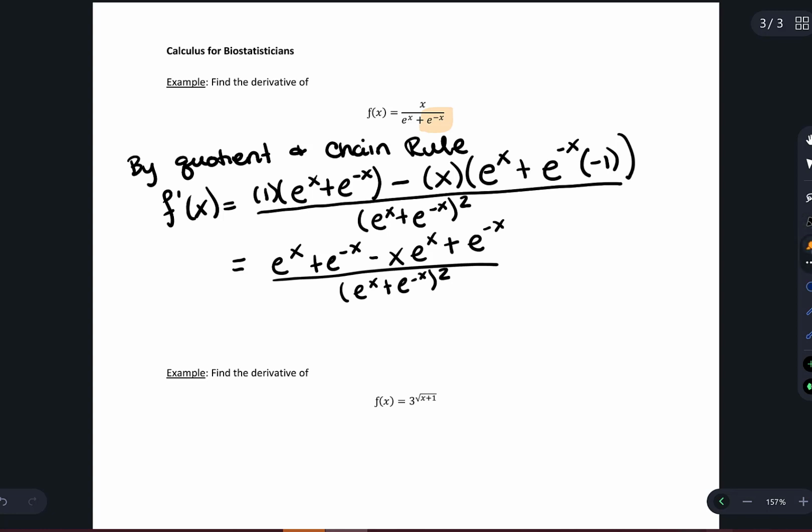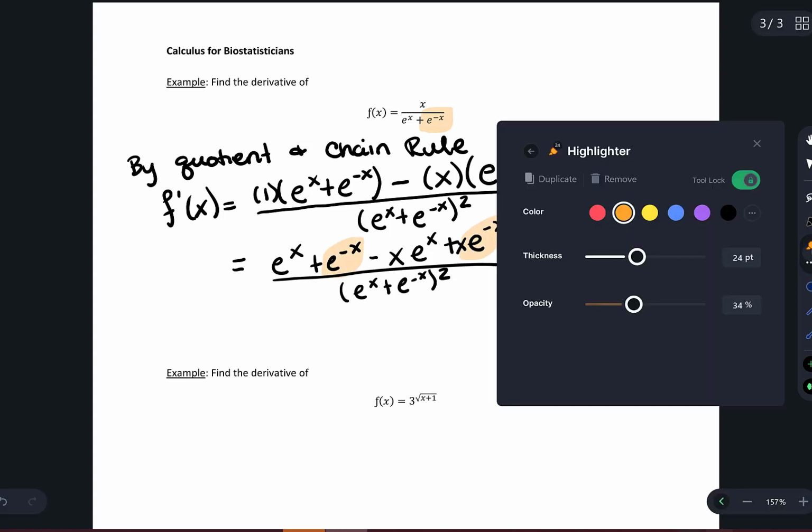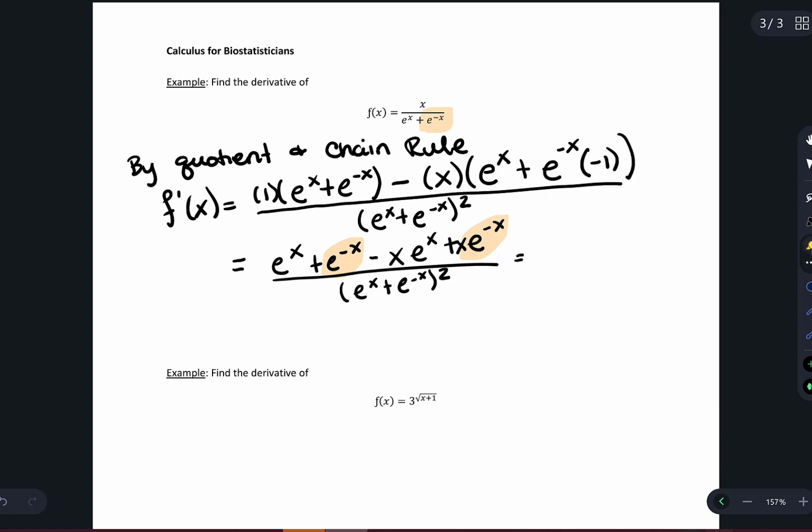Now I am going to group these terms in the numerator. Oops, I just realized I forgot an x right here, because when I multiply negative x times e to the minus x minus 1, I get plus x e to the minus x. So the terms in the numerator, I'm going to group them by the e to the minus x, and I'm going to group them by the e to the x terms.